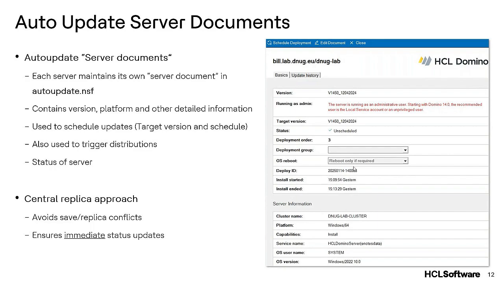You also see a history tab here that we'll see later. This is really an embedded view that shows the history documents all in one place, so that you have one document and one place to go to. As I said earlier, it's a central replica approach, and all the documents are updated in time and not through replication.